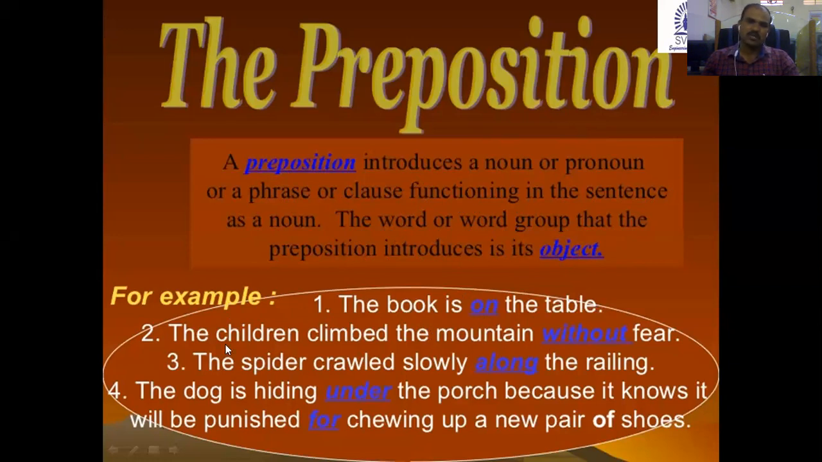अजून प्रिपोजिशन लिस्ट पुढे येते. The children climbed the mountain without fear. Without is the preposition here. The spider crawled slowly along the railing. So along would also be a preposition. Last sentence. The dog is hiding under the porch because it knows it will be punished for shaving off a new pair of shoes. या वाक्यामध्ये 2 prepositions आहेत, under and for. So these kinds of prepositions are there.